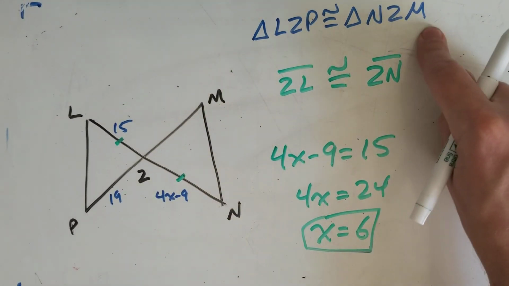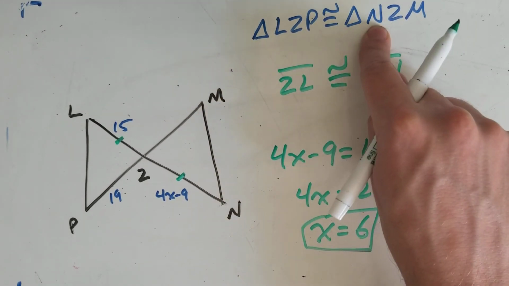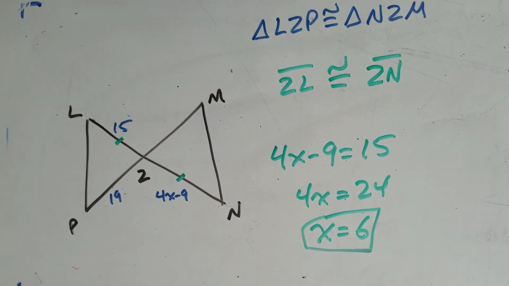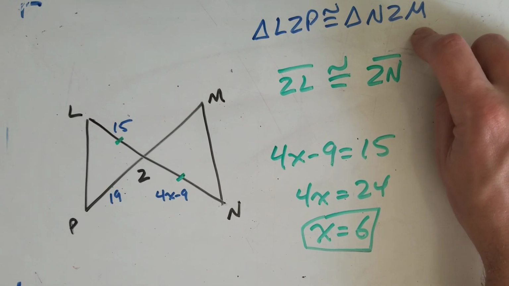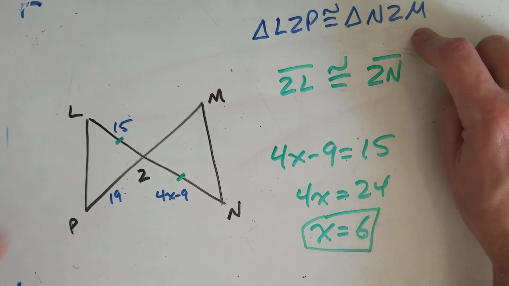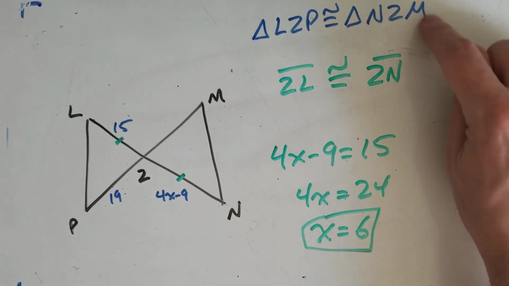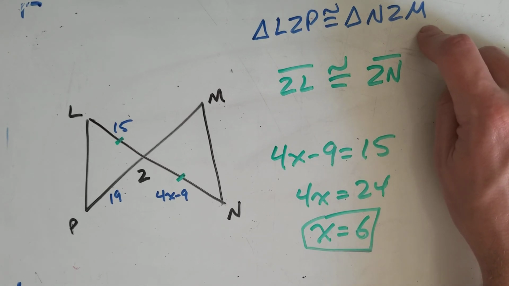Again, it always comes down to this statement. That's going to tell you what corresponds and tells you what sides go together. So always use this statement as your reference. Sometimes the figures can be a little misleading, but this congruent statement will always tell you what goes with what.